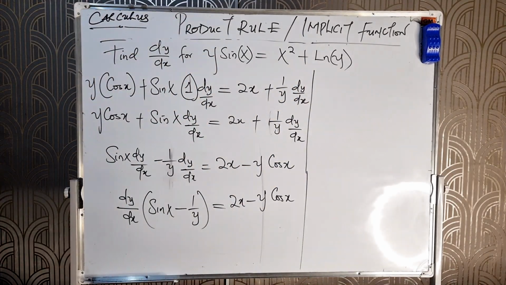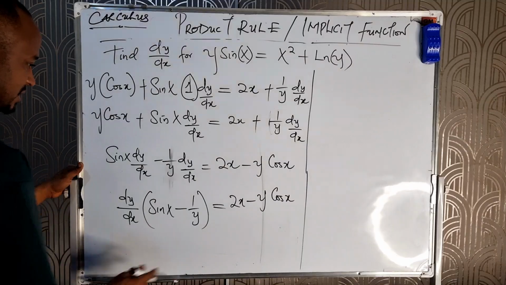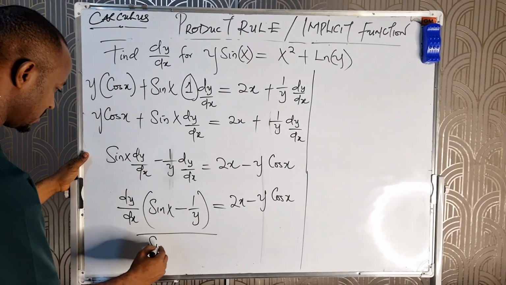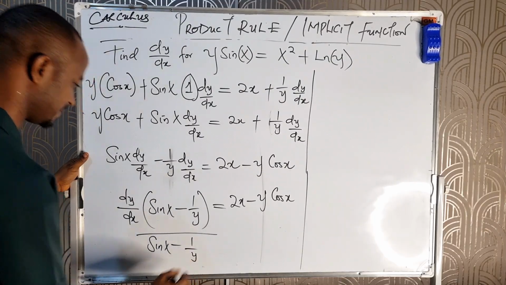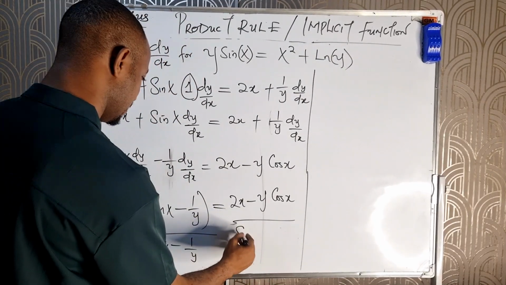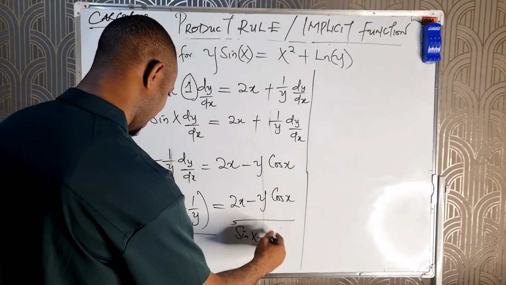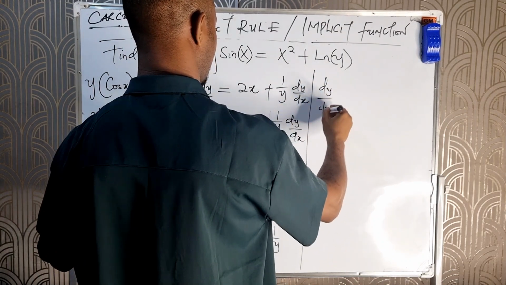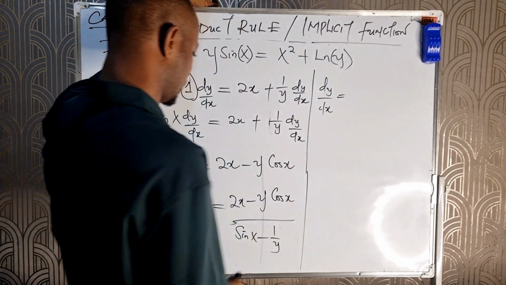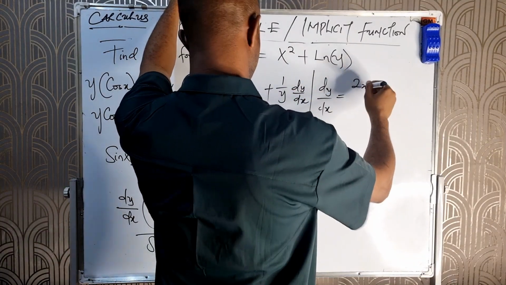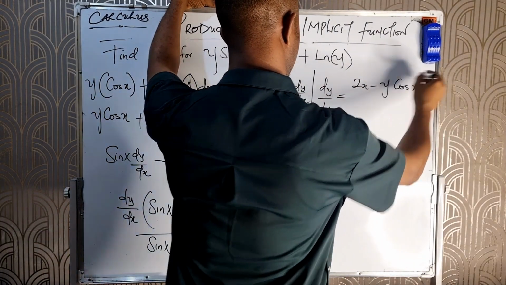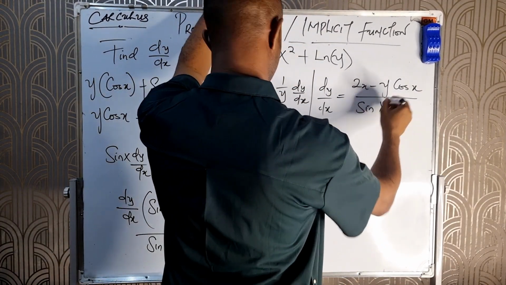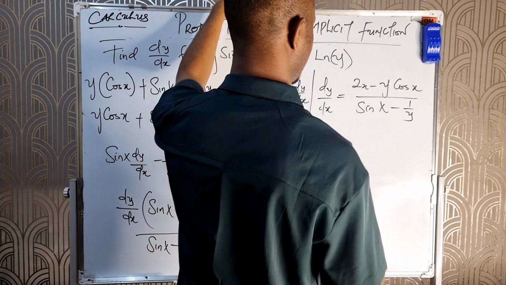Okay, so let's go. The next step is we divide both sides by sin x. This will give us dy/dx equals 2x minus y cos x divided by sin x minus 1 over y.